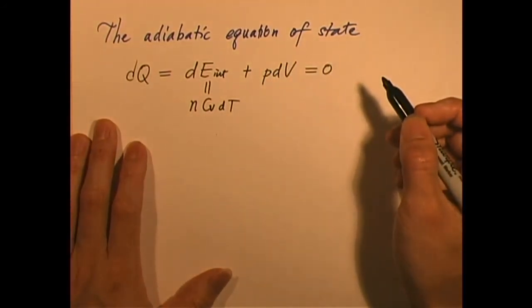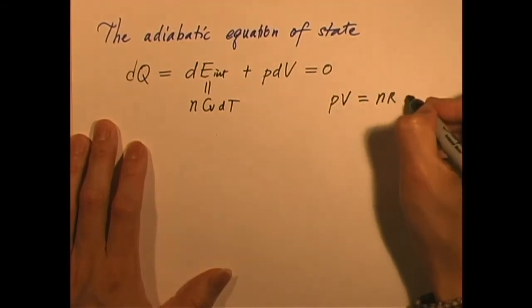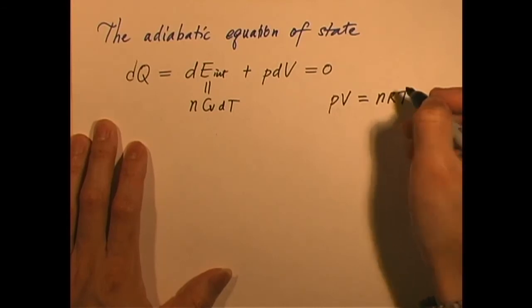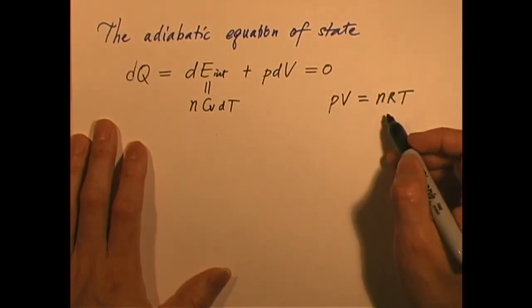Okay, the idea is we're going to use the ideal gas law, PV equals nRT. This is true for any process, adiabatic or not. As long as it's in thermal equilibrium, you have a temperature T, you can always use PV equals nRT. Now, let us work it out.